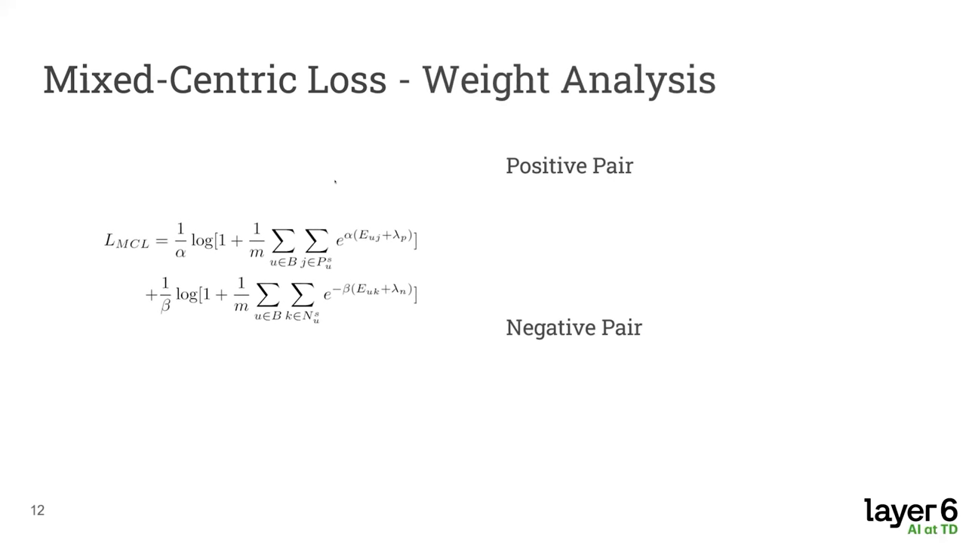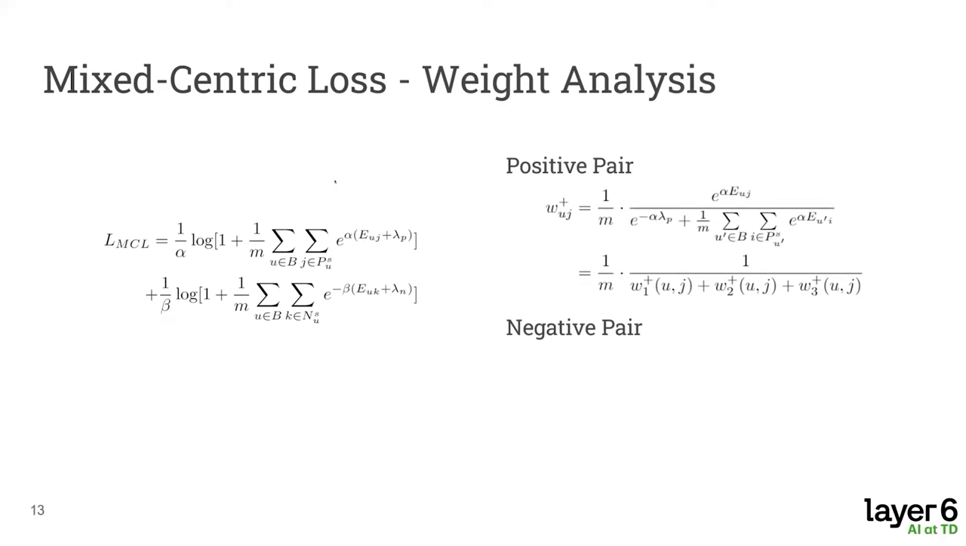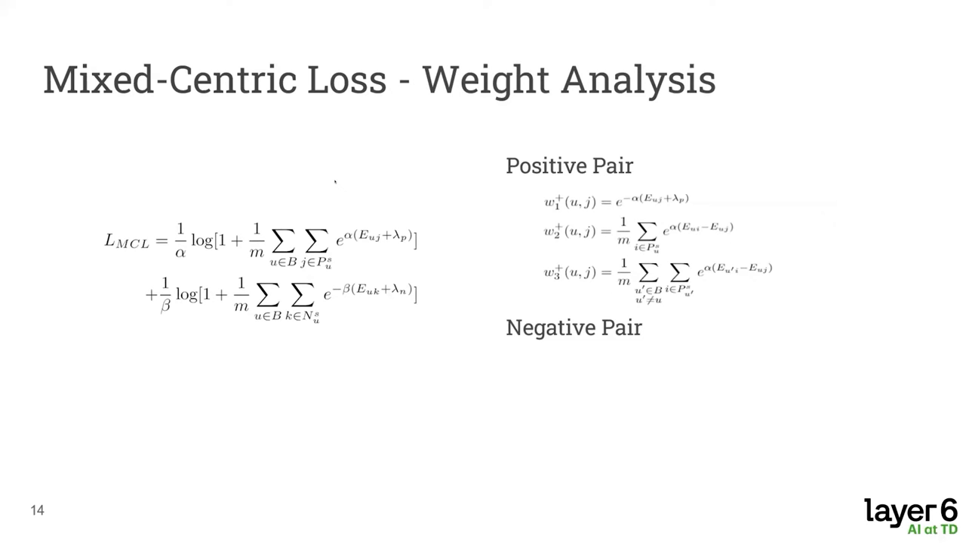Now we perform the same weight analysis on our loss. We get the weight for the positive pair by taking the gradient of the top part of the loss. The weight WUJ is shown to the right. And the weight can be further broken down into three components, W1, W2, and W3. We will discuss each component in the next slide. Similarly, we get the weight for the negative pair by taking the gradient of the bottom part of the loss, which gives WUK. And WUK also has three parts, W1, W2, and W3.